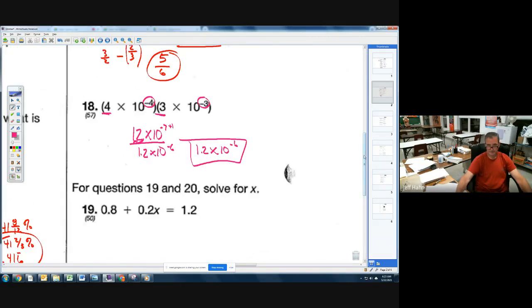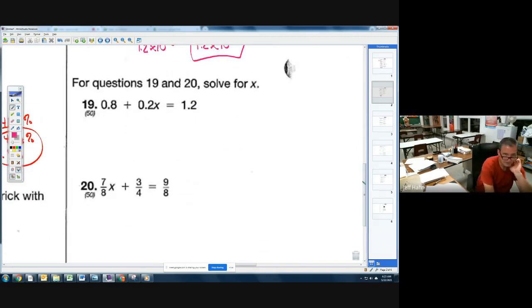Problem number 19, we got a couple equations to fix. They both get done the same way. Remember, the last thing you do is deal with the x term. So you do the opposite here. You subtract 0.8. I subtract 0.8, and I get 0.4. So 0.2x equals 0.4. I divide by what's in front of the x because that's multiplication, and the opposite of that is division. So my answer is what I get when I take 0.4 and divide it by 0.2. Move the decimal, bring it up. 2 goes into 4 twice, so x is just 2.